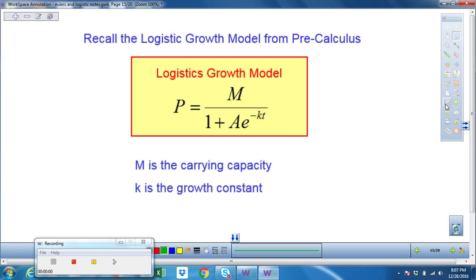Note that A is not the initial amount. Now, we will use this formula in this class. However, you should never use this formula on the AP exam. All questions on the AP exam must be done using calculus. So if they give you a logistic growth model in a free response question, you would have to use separation of variables to solve it. You may not use this formula on the AP exam. However, we are going to use it. I think you need to use it for your quiz.